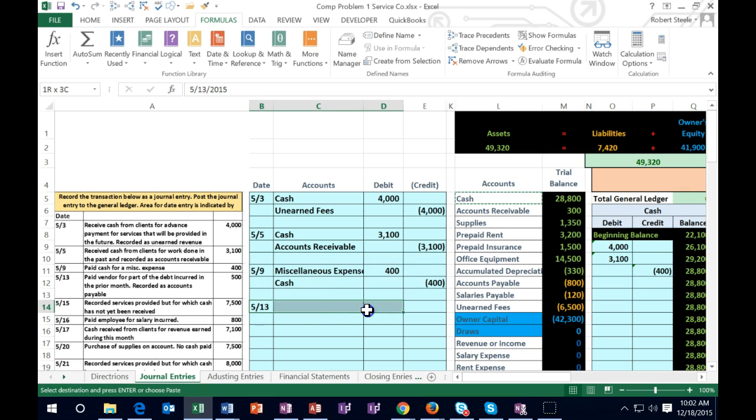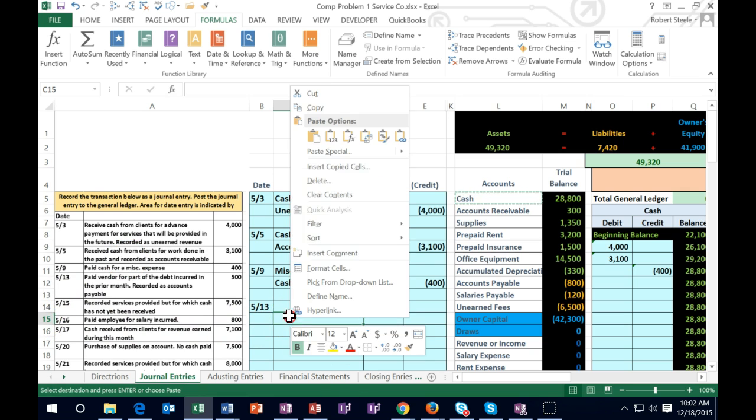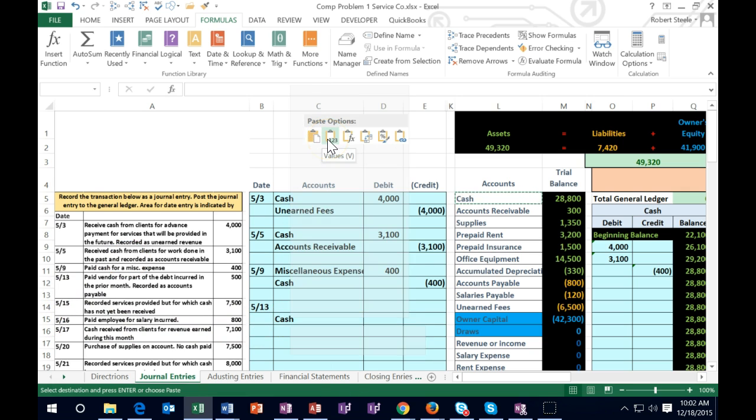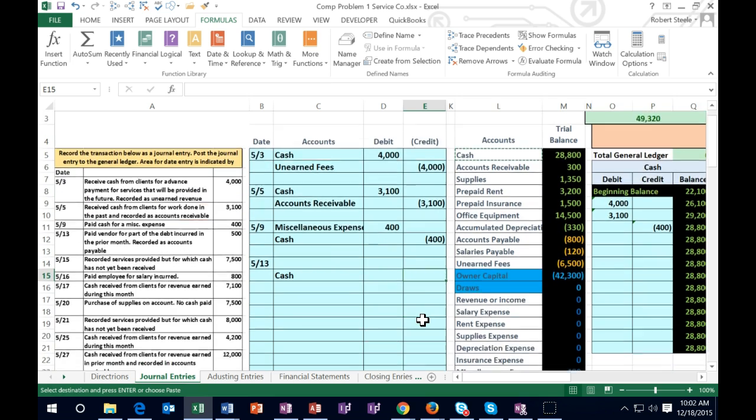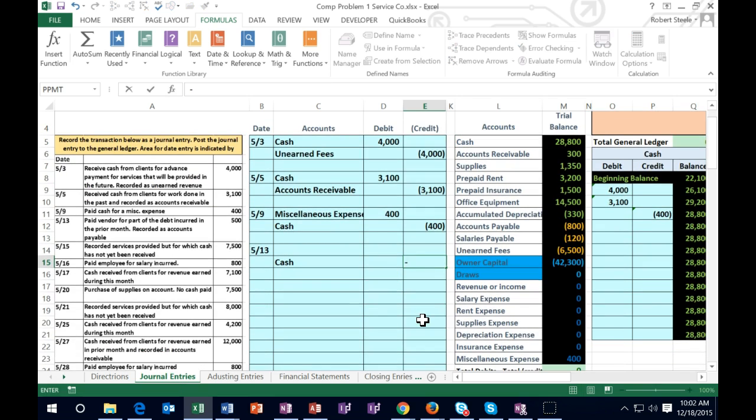Here's the date line. I'm going to put my cursor under that in cell C15 because the credits go on the bottom. I'm going to right click and paste it 1, 2, 3, values only. We're going to go in the credit column on the general journal worksheet and put a negative to represent the credit, and the amount will be 500.